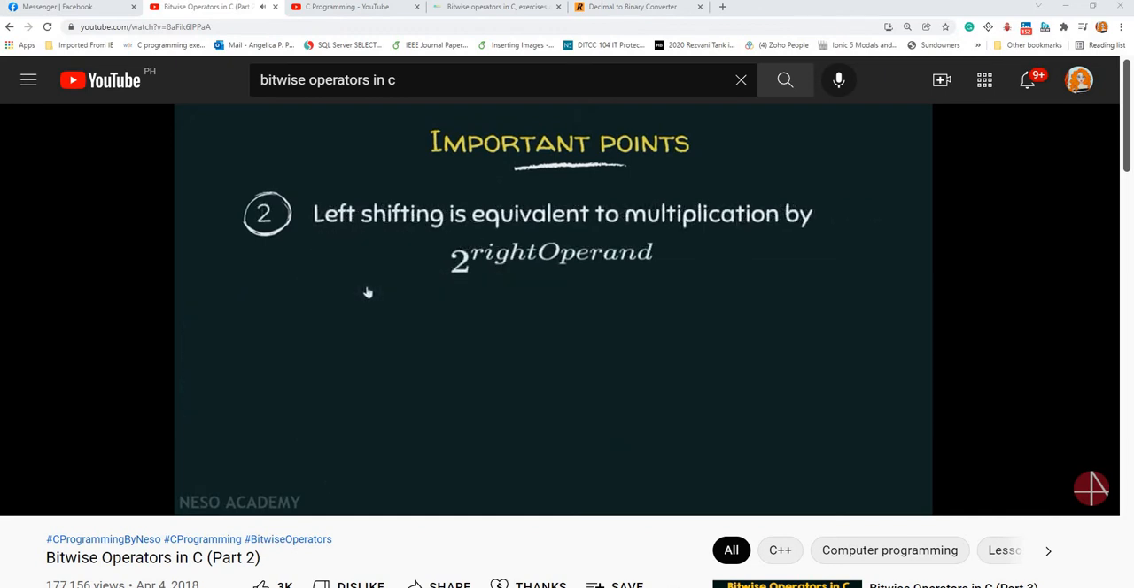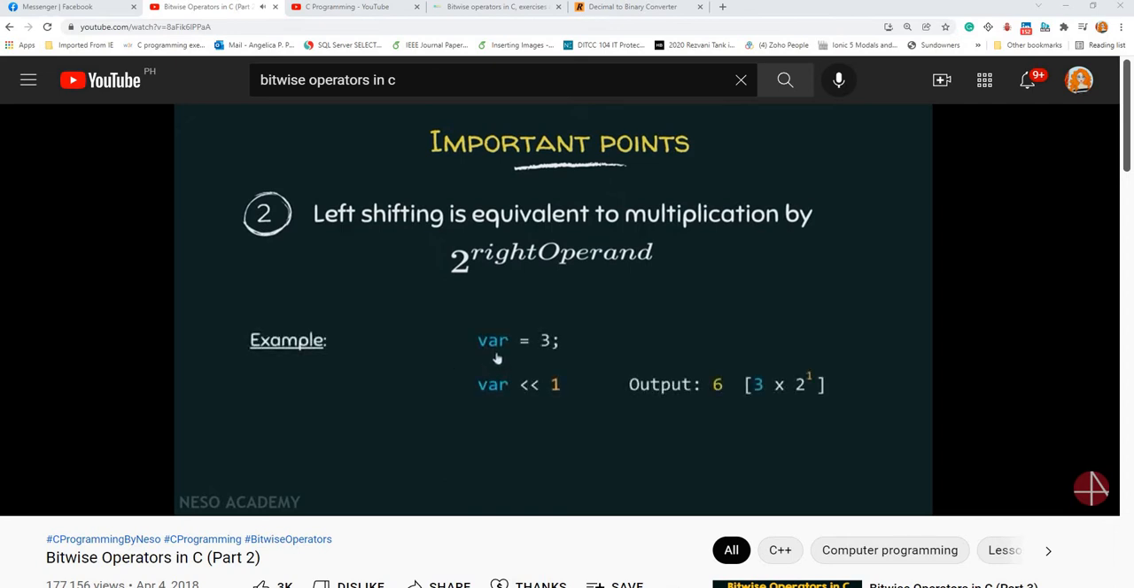Now let's try to understand the second most important point about the left shift operator. Left shifting is equivalent to multiplication by 2 raised to the power of the right operand. Please note down this point. Left shifting is equivalent to multiplication by 2 raised to the power of the right operand. Let's consider the example which we already learned in the previous point.